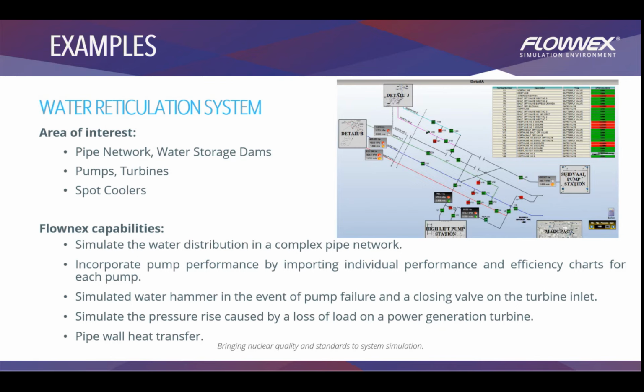So Flownex becomes a very perfect tool when doing water simulations, water reticulation or water distribution simulations as well, because you can incorporate all this terminology in your network, and you'll be able to follow them through very easily as well. So you can also simulate things like pressure rise caused by loss of load on power generation turbines. For example, you're using generation turbines to generate electricity while distributing water as well. So you can also simulate that.